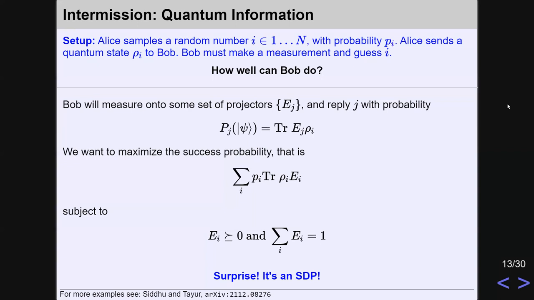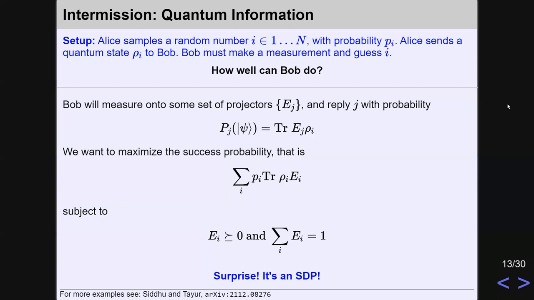So from Bob's perspective, all I can do is make a measurement. So ultimately, I'm going to have a collection of operators, E sub j, and I'm going to project my state onto this space of different outcomes. And that'll give me some probability. I'll measure j to be 1 with some probability, and I'll measure j to be 2 with some probability.